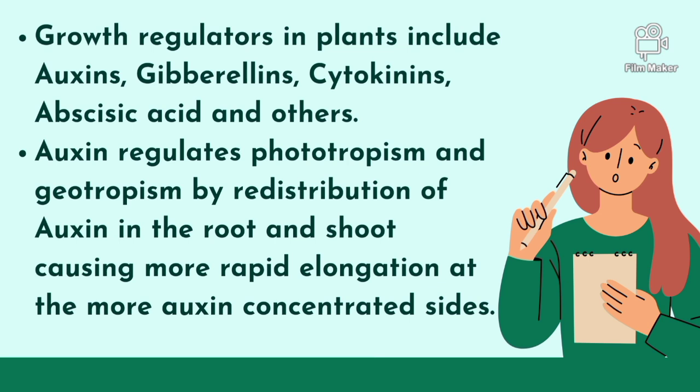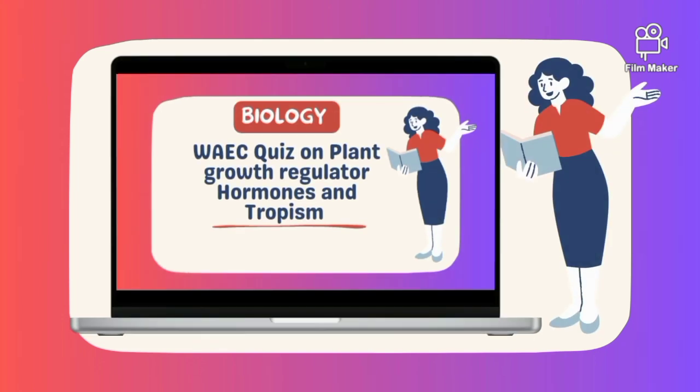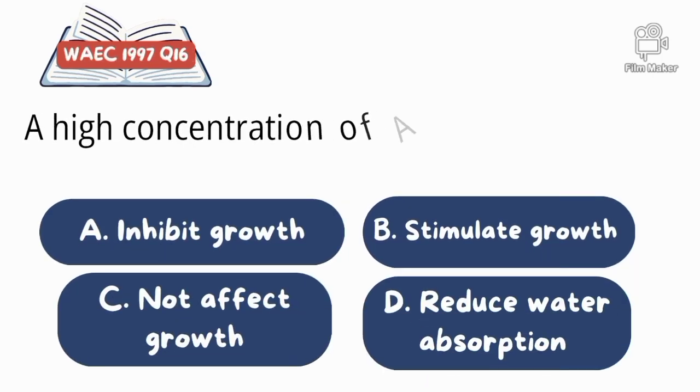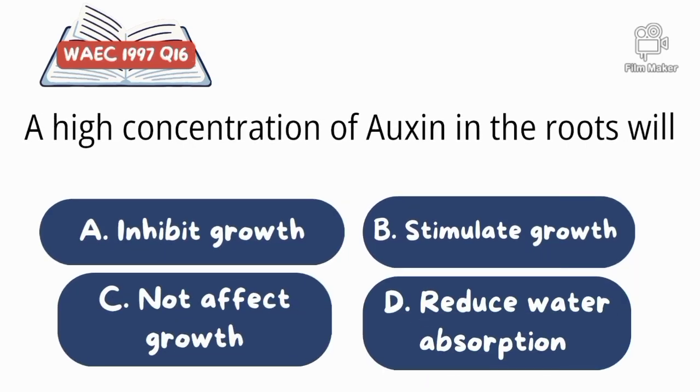Now let's find out how much we have learned by answering questions from past WAEC. The first question we'll look at is question 16 from 1997, and it says, a high concentration of auxin in the root will: A. Inhibit growth. B. Stimulate growth. C. Not affect growth. And D. Reduce water absorption. Think about the answer.